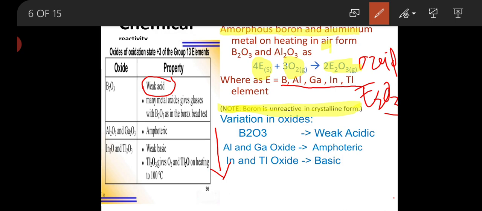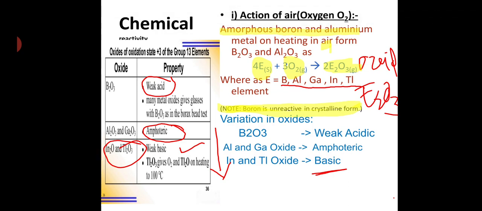Whereas aluminum and gallium form amphoteric oxides, that is oxides which are acidic as well as basic. Whereas indium and thallium also form oxides, but these are weak, meaning basic oxides. Okay, so this is the general chemical property of a group 13 element, which reacts with oxygen.